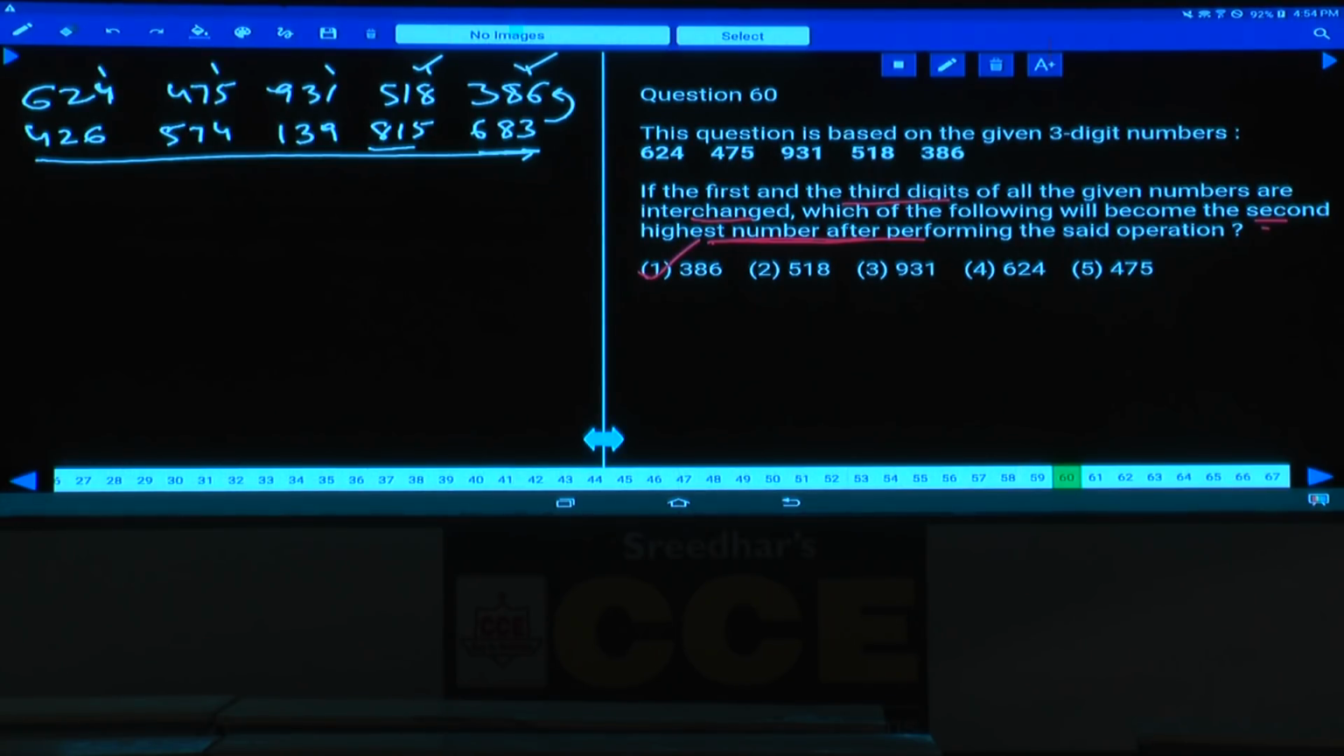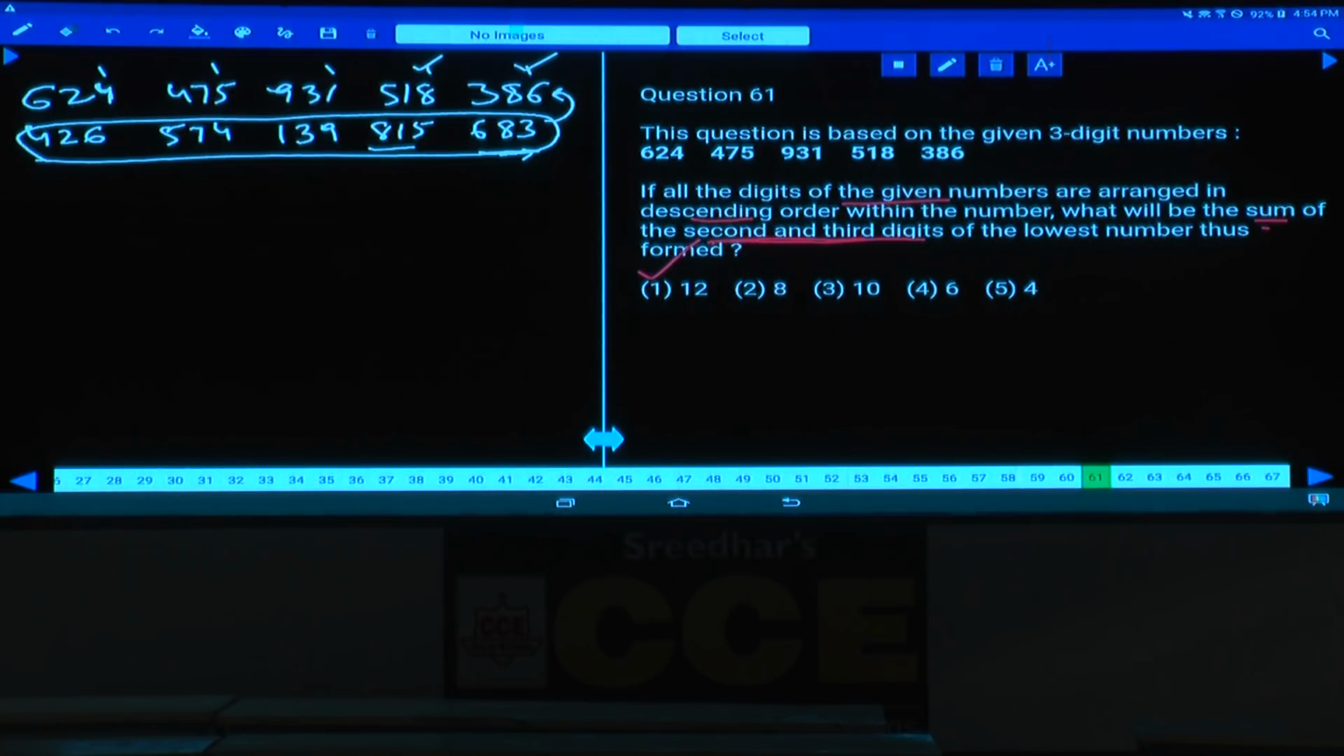Clear? No need to write down this entire thing because the question is about the second highest number, and the third digit is coming to the first place. Now we need to find out the third digit which is the second highest. Now 6 is the second highest, 386.